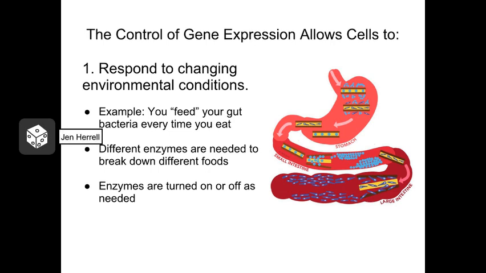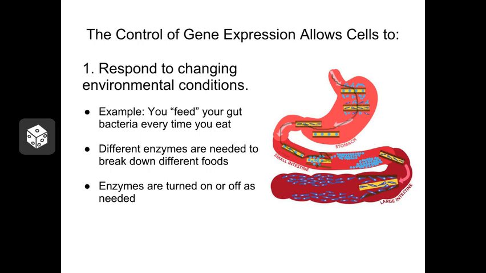Having the ability to control the pattern of gene expression is really important to cells for a couple of reasons. First, it allows cells to respond to a changing environment. Let's consider the many species of bacteria that live inside your guts. Every time you eat something, you're not only feeding yourself, you're also feeding your gut bacteria. Now let's consider what might happen if you eat a brand new food that you've never had before. It's really different than your usual diet.